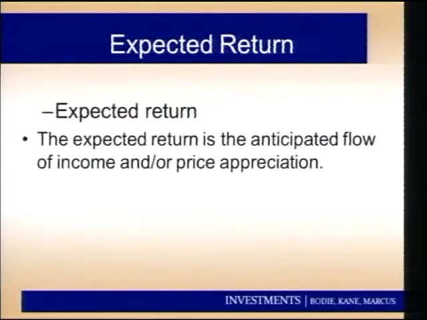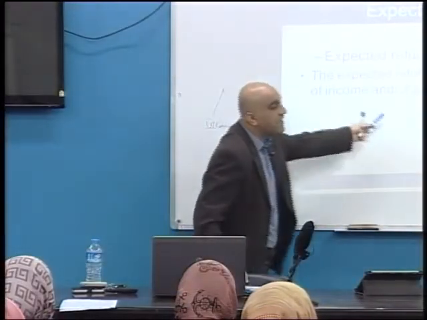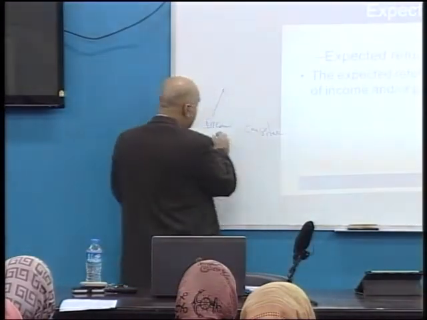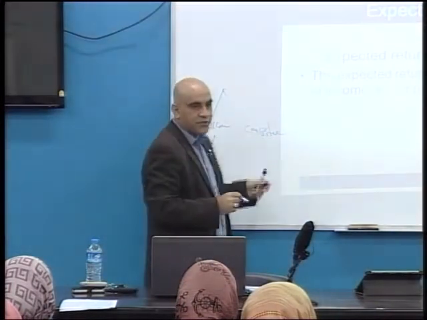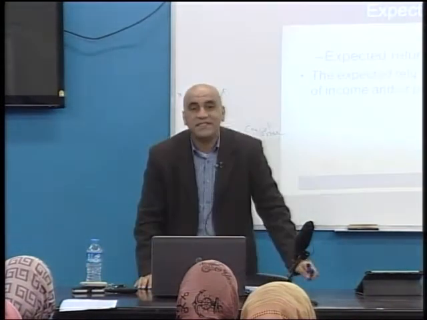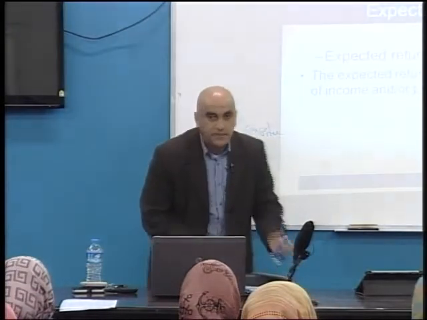Okay, the first one, the expected rate of return. In terms of formulas, there is no big difference when we do calculations. The expected rate of return is the anticipated income and price appreciation. This is income, and this is price appreciation. Price appreciation means the growth of the price. This is the growth.